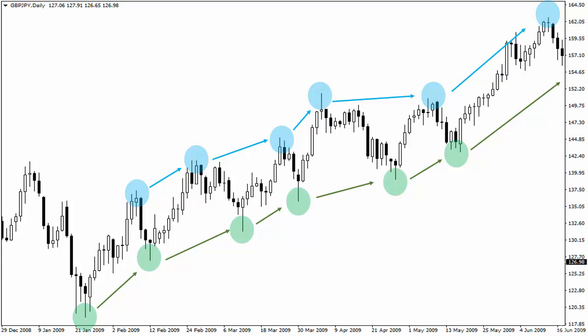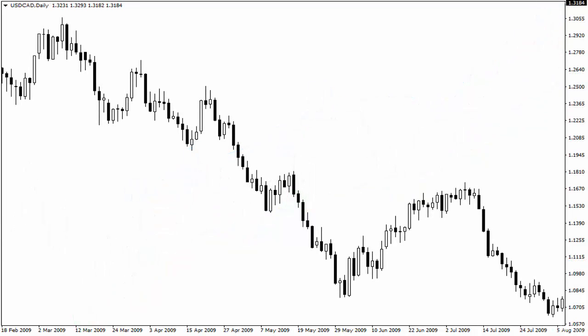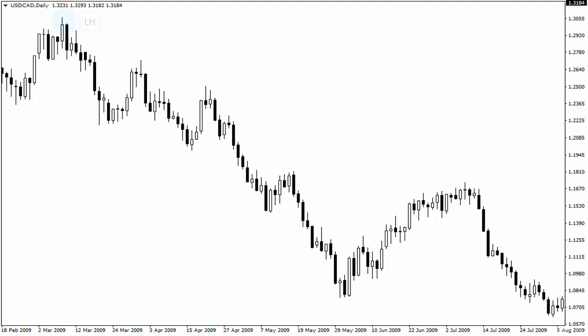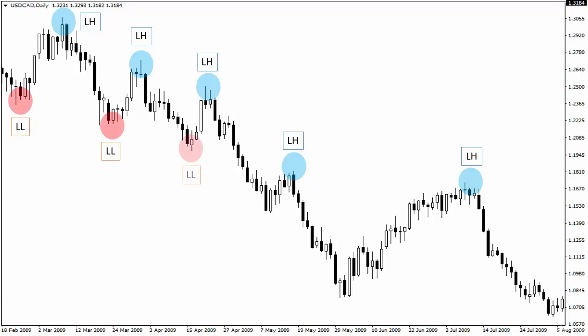Now let's have another example. This is a daily chart of USD CAD, and you can see that the market is trending downward on this chart by making continuous tops and bottoms or swing highs and swing lows. Now, in terms of swing trading, all the tops in this downtrend market we call the lower highs, as they are the highest points of this downtrend market, and all the bottoms of this downtrend we call the lower lows, as they are the lowest points of this downtrend market.